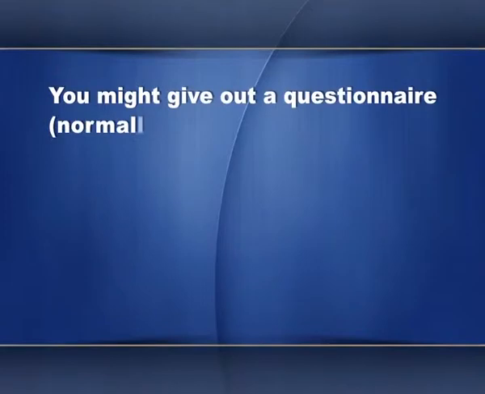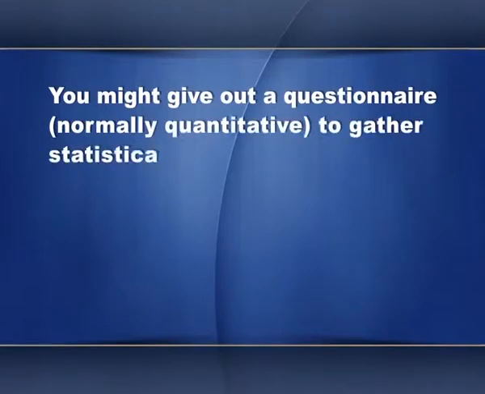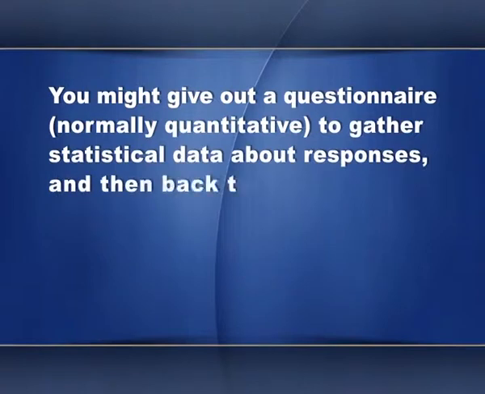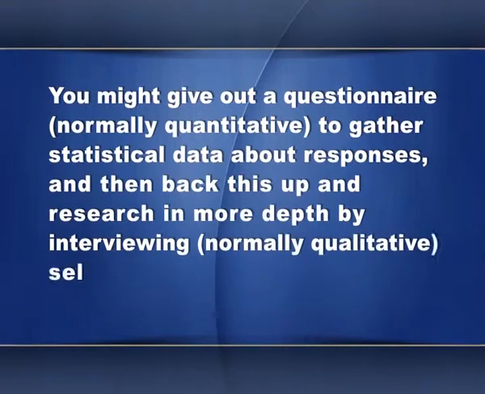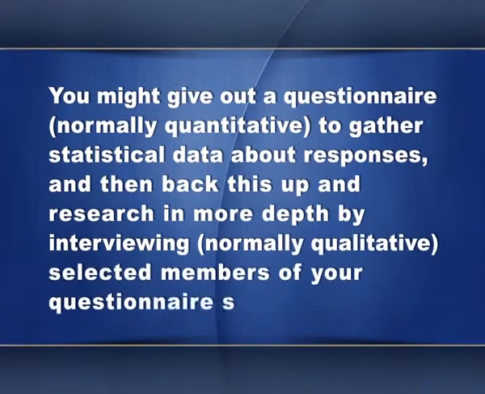Using qualitative and quantitative research methodology together is a common approach and helps you to triangulate, that is, back up one set of findings from one method of data collection underpinned by one methodology with another very different method underpinned by another methodology. For example, you might give out a questionnaire, normally quantitative, to gather statistical data collection responses and then back this up and research in more depth by interviewing, normally qualitative, a selected number of your questionnaire sample.